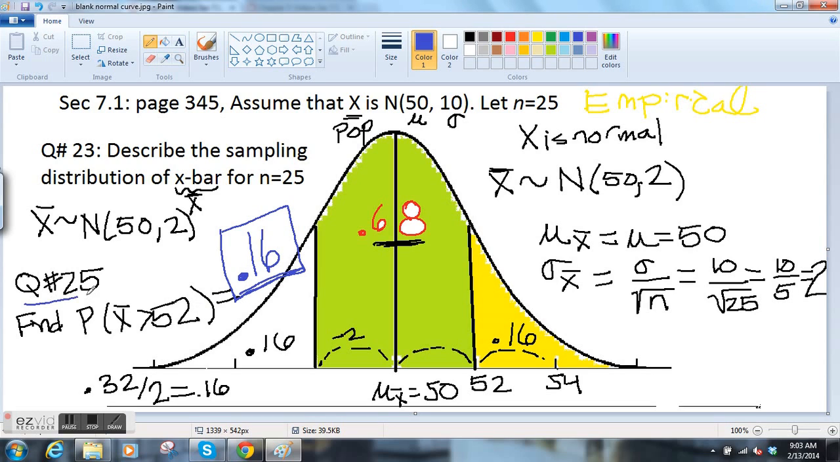Question 25, 0.16. Again, these all add up to 1: 0.16 plus 0.68 plus 0.16, and I'm using the empirical rule, knowing that's the standard deviation. That one was kind of tricky. Made a mess on my little paint picture.